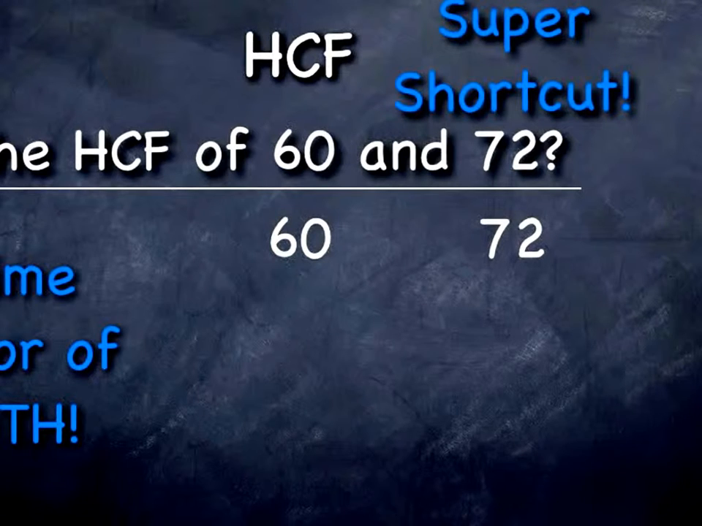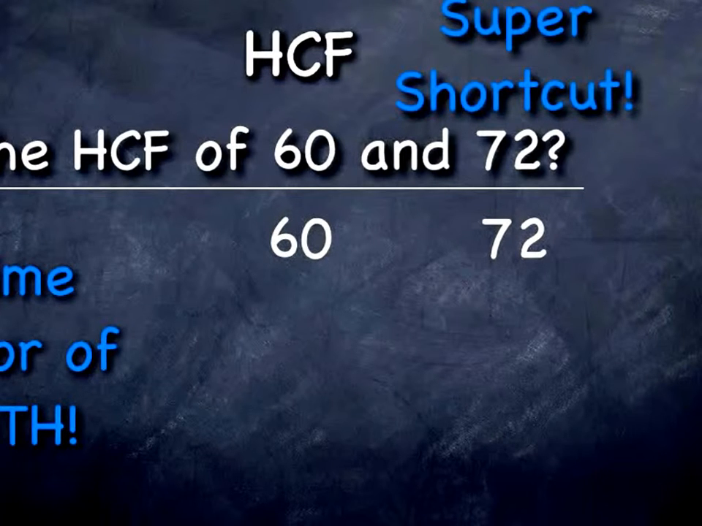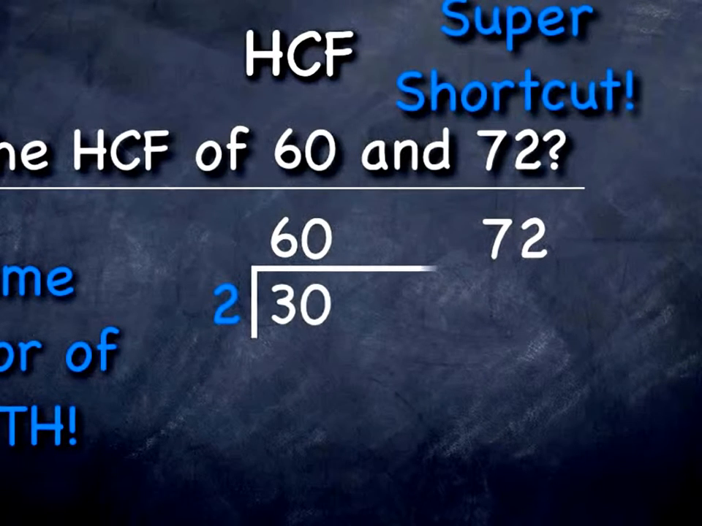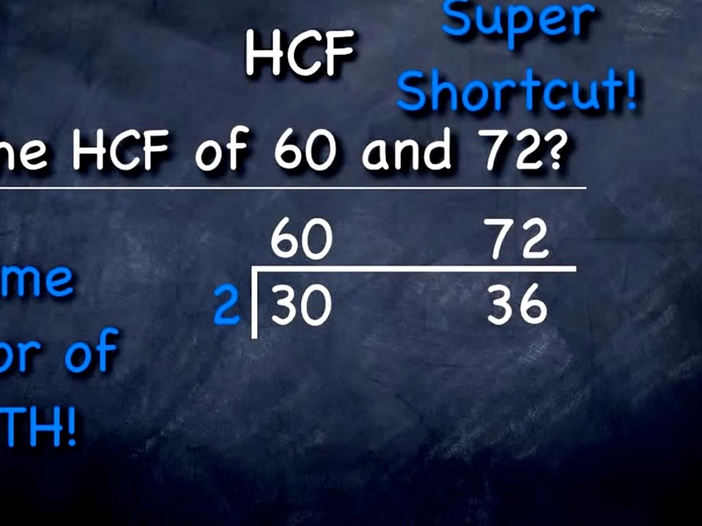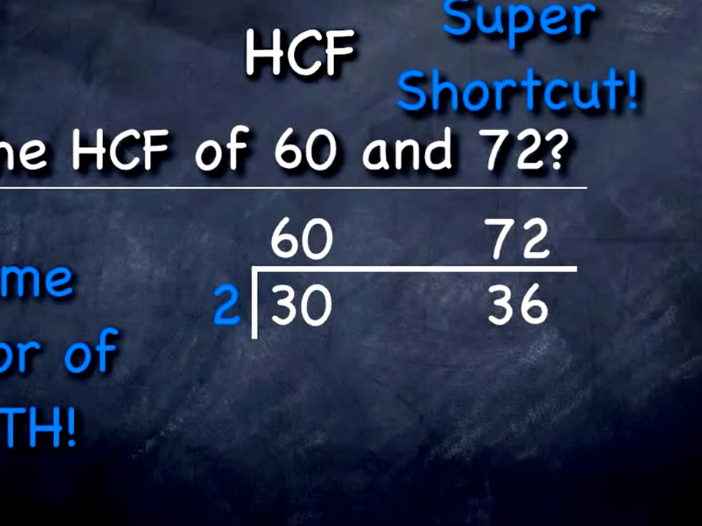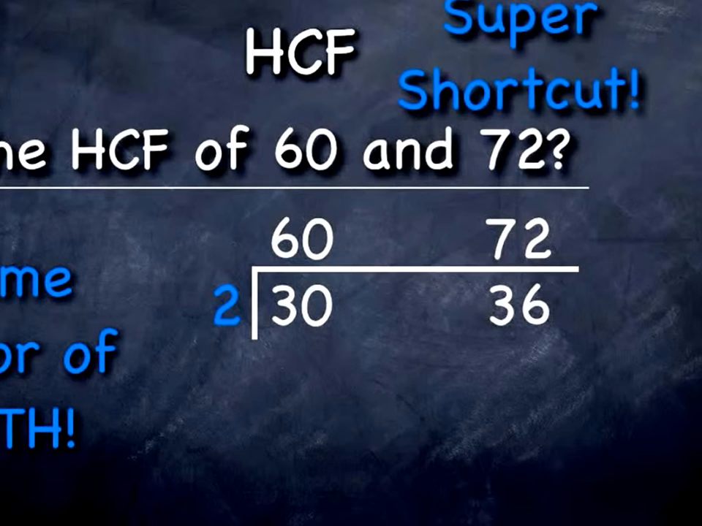So I can't just say, does 2 go into 60? I need to say, does 2 go into both 60 and 72? And if it does, then we can do that just like we're doing our ladder kind of method. Looks like a ladder there. And 2 goes into 60 30 times and into 72 36 times.